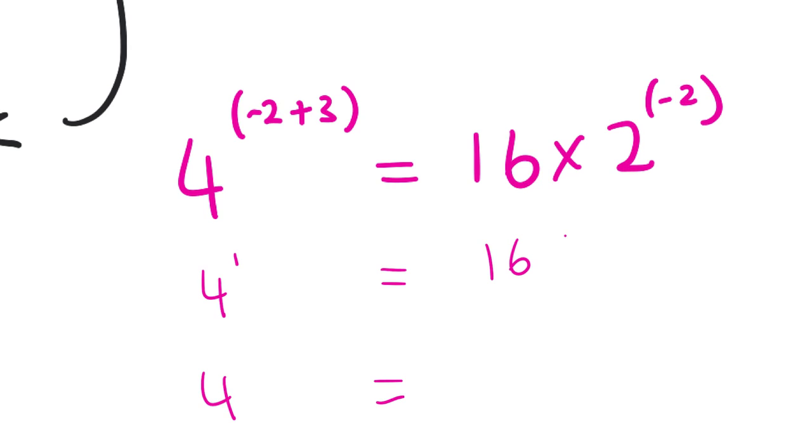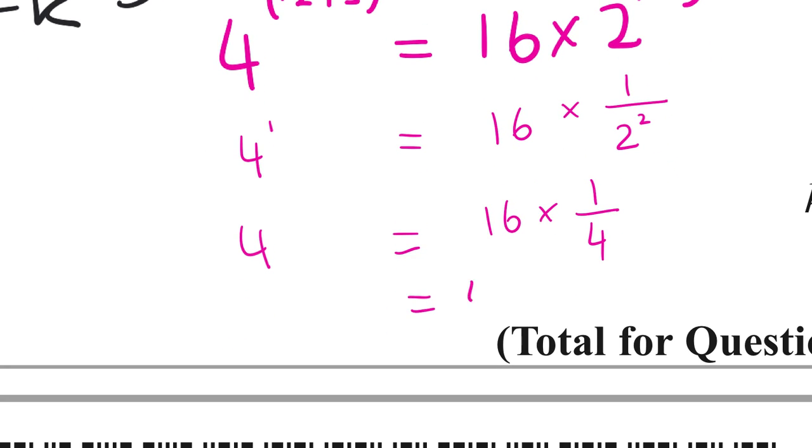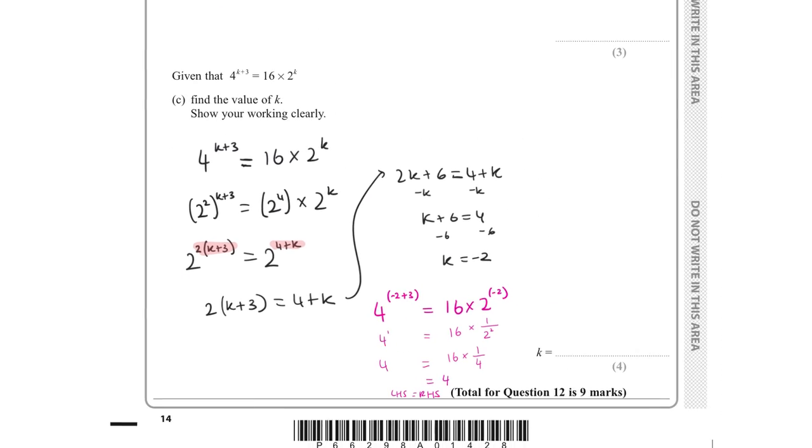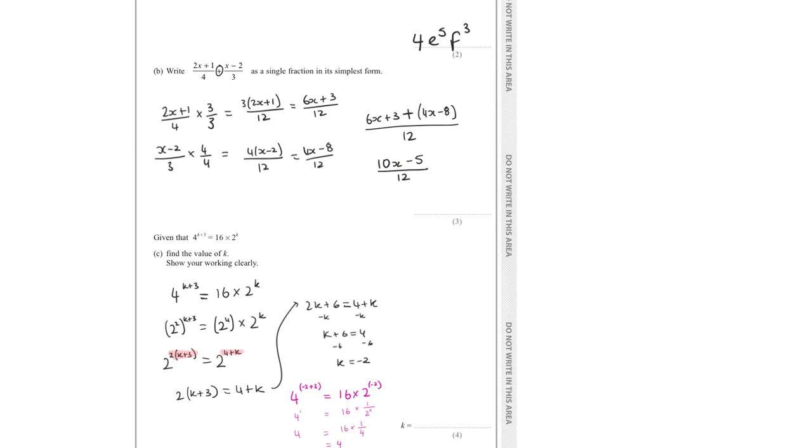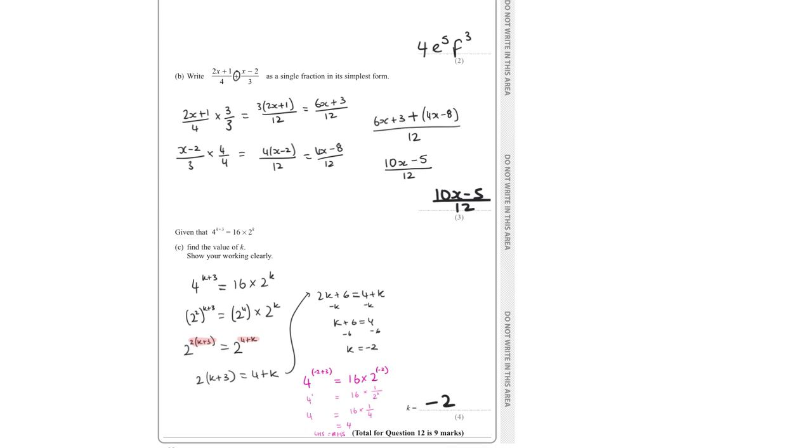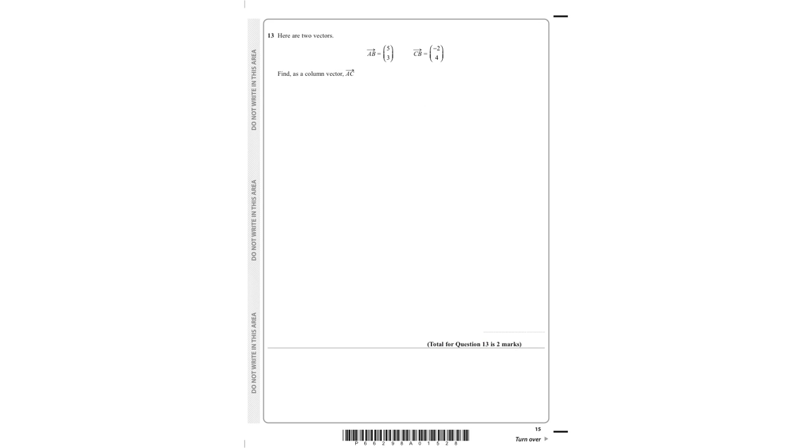16. 2 to the minus 2 is the same as 1 over 2 squared. What is 1 over 2 squared? 1 over a quarter. What is 16 times a quarter? 4. Does 4 equal 4? I've now shown that the left-hand side equals the right-hand side. This is intelligent practical mathematics, where we're practicing, we're substituting back in, we're seeing what's happening. Now remember, once you've done all this, please make sure that we write the answer on the dotted line so that we can see all of our working out.